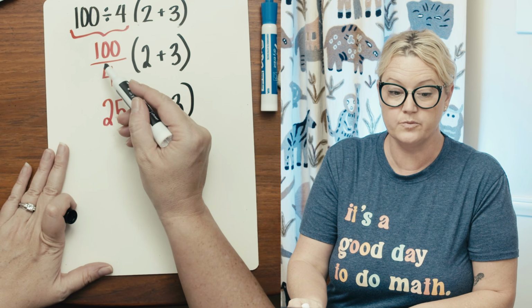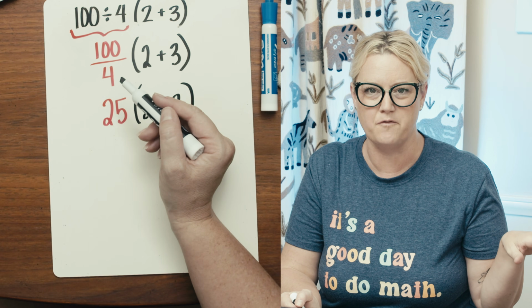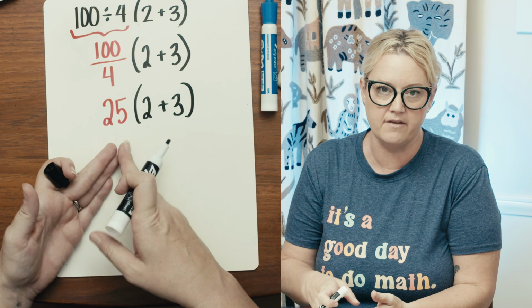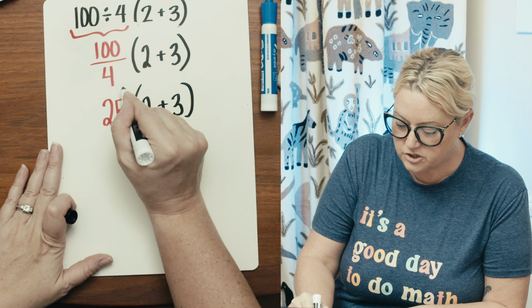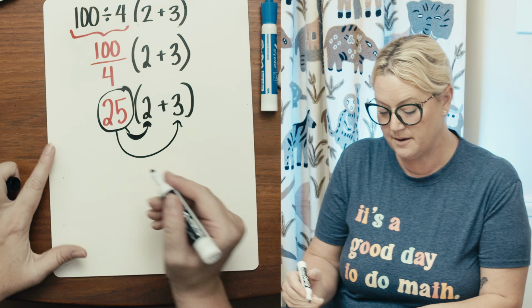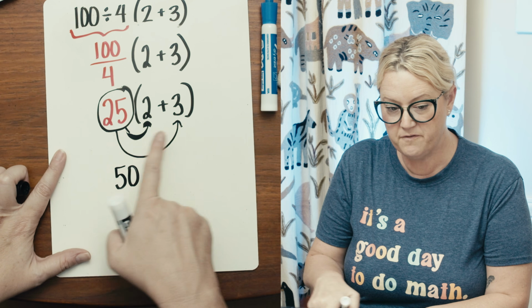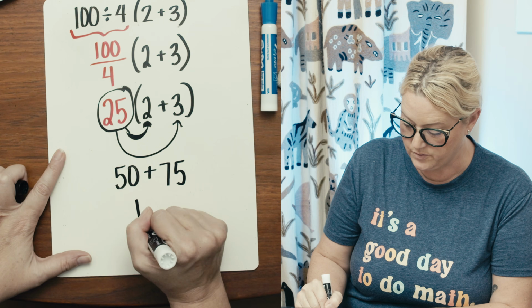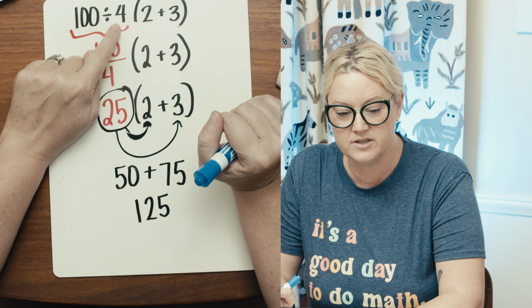I could distribute this 100 over 4, but nobody wants to deal with that fraction, right? You're not going to leave it as 100 over 4. You're going to leave it as 25, okay? So I'm going to distribute this 25 here and here. 25 times 2 is 50, plus 25 times 3, which is 75. 50 plus 75 is 125. So you can use the distributive property, but there's a big but with that: not with just the 4.